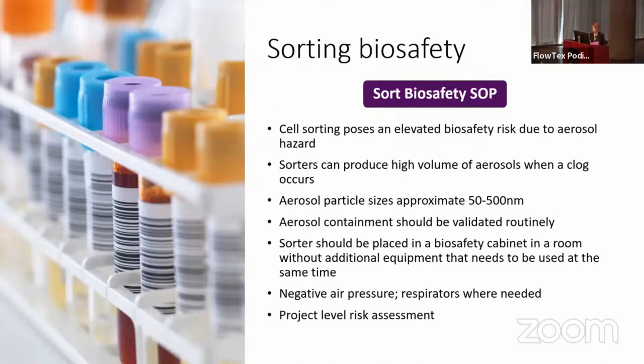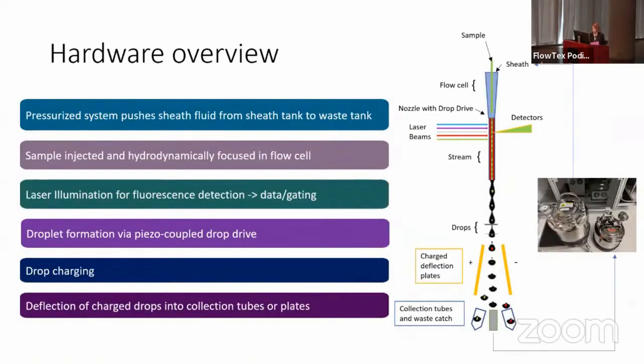Aerosol containment on a cell sorter needs to be validated routinely. Your sorters should be in biosafety cabinets. They should be in separate rooms with negative air pressure, and all your staff needs to be trained on the SOPs and use respirators where needed. There should be a project level risk assessment to determine what precautions need to be taken.